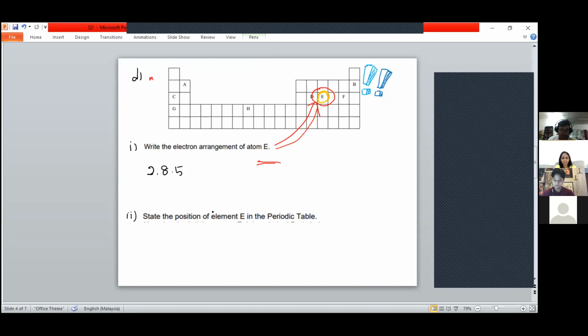And then they asked for the position of element E in the periodic table. I just said it has 3 shells filled with electrons, so it's in period 3. And since it has 5 valence electrons, it's in group 15.